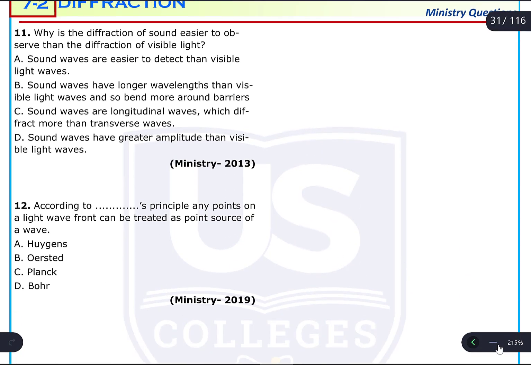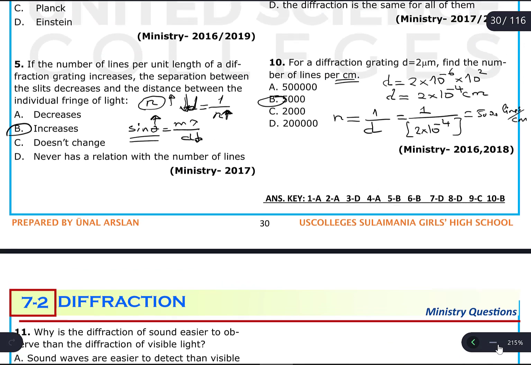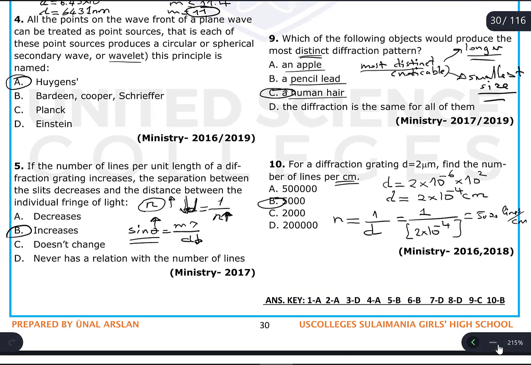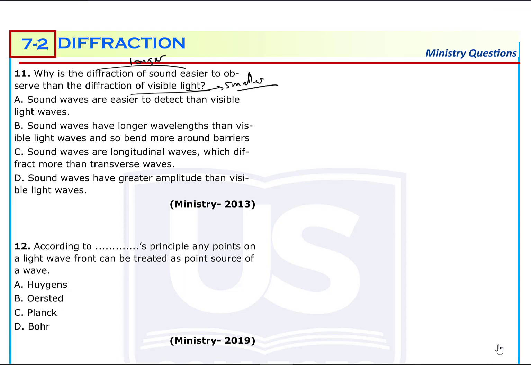And question number 11: why is the diffraction of sound easier to observe than diffraction of visible light? In fact, the answer is in here. We just gave that for the most distinct or most noticeable diffraction, we need the longest wavelength. So which one has the longest wavelength, sound or light? Of course, sound has a longer wavelength compared to light. Light has a very small, shorter wavelength. Sound waves are easier to detect than visible light waves, so that's not the answer.